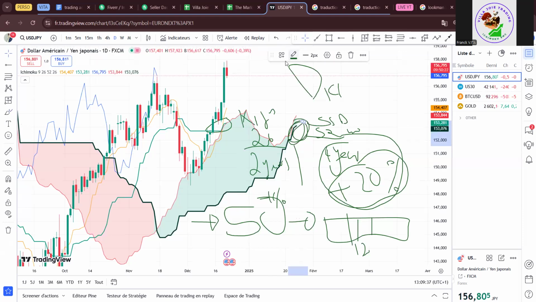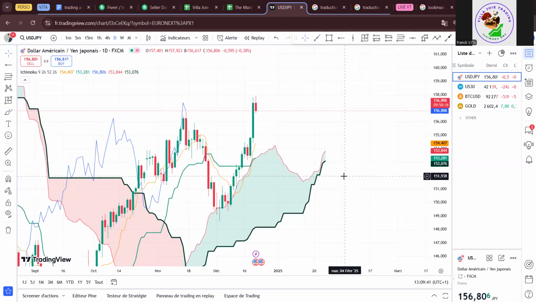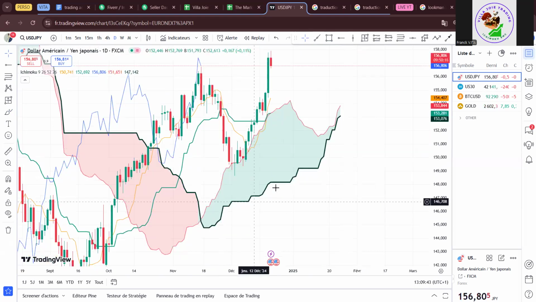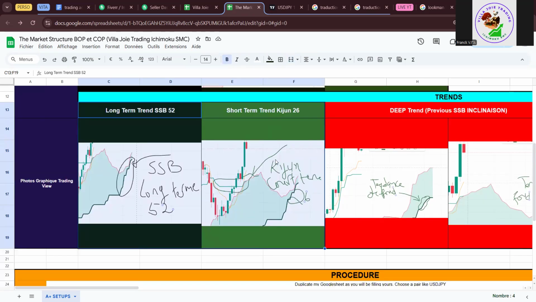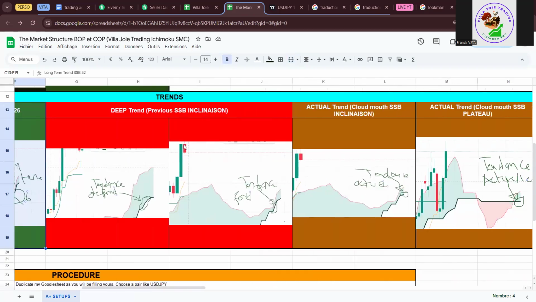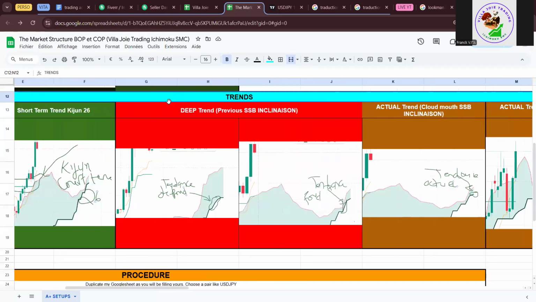So when you are an investor, you look at SSB, the black line is telling you. If you see SSB just growing like this, it means that that's a good investment. Just look at the right time to invest again. So if you have to choose between SSB and Kijun, the one that has more weight is SSB for sure. In terms of trend, the long-term trend is the most important.